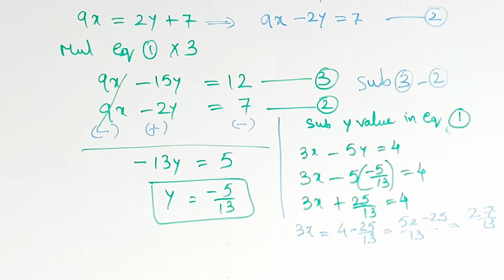Now we want the x value only. So x equal to 27 by 13 into 1 by 3. This is the reciprocal, right? 3 1s are 3, 3 9s are 27. Therefore, x equal to 9 by 13.